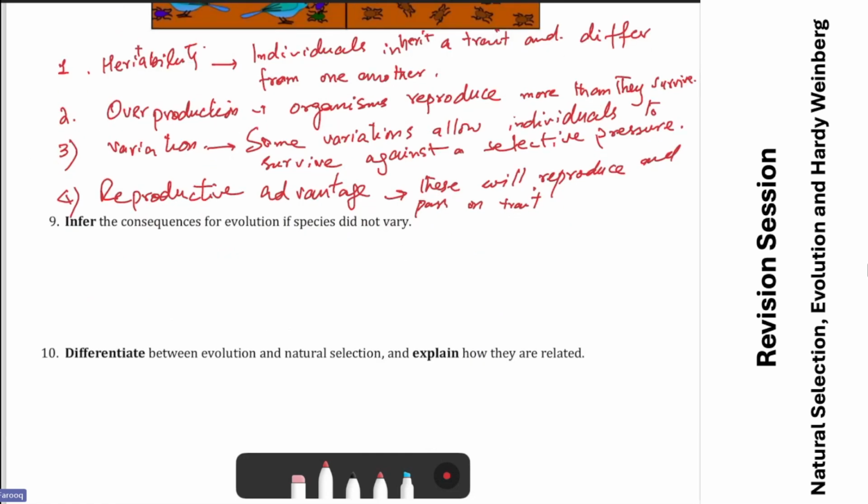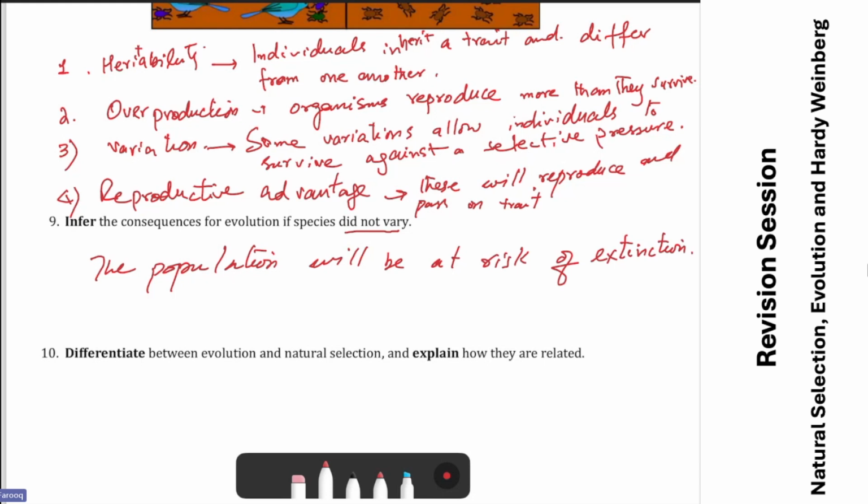And for the consequences for evolution, if species did not vary, this is like when there is a change and they do not vary. Of course, the population will be at risk of extinction because they do not vary. So no one will have a selected advantage and they will die out.